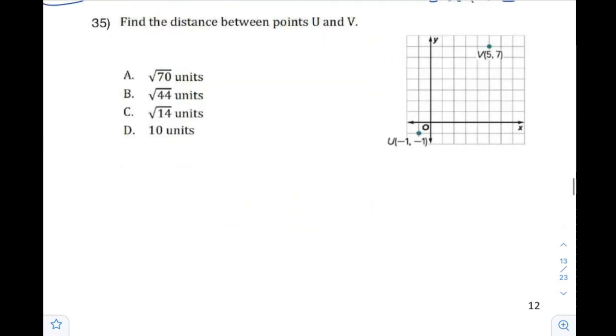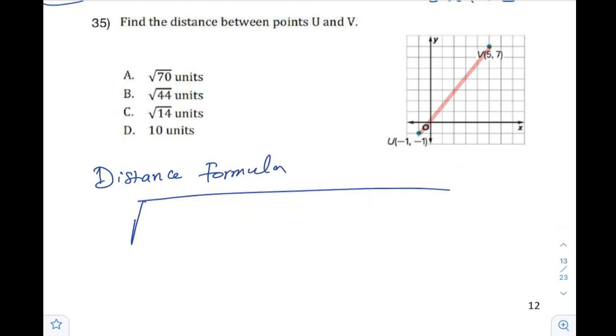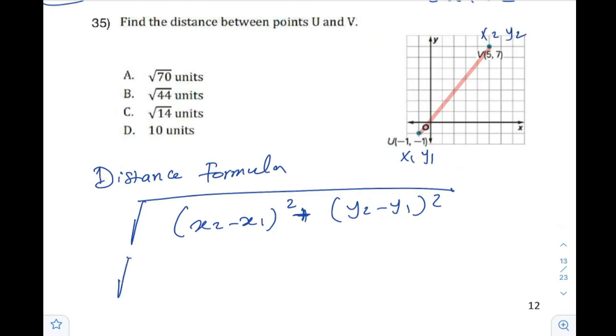Find the distance between points U and V. Since we are in the coordinate plane, you are asked to find the distance, so you will use the distance formula. What is the distance formula? Big square root. No matter what is x1, x2, it's not a directed segment. So we call this x1, y1. This is x2, y2. And let's apply.